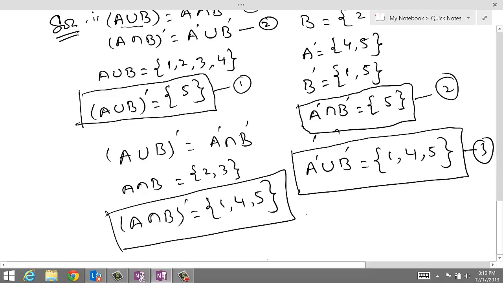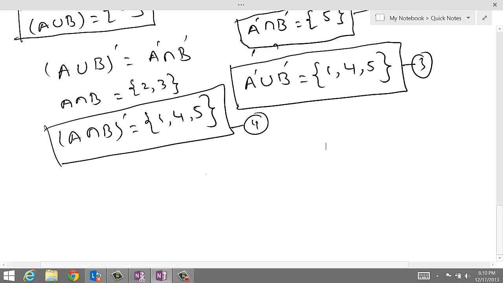Now if you take a look at these two sets, clearly it shows us that A intersection B whole complement is equal to A complement union B complement. This verifies De Morgan laws.